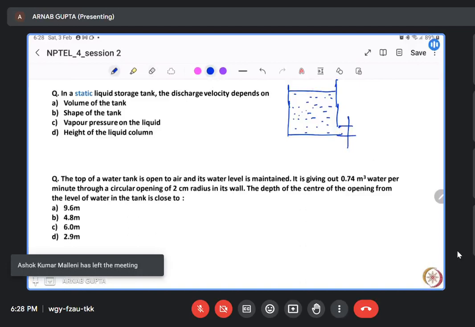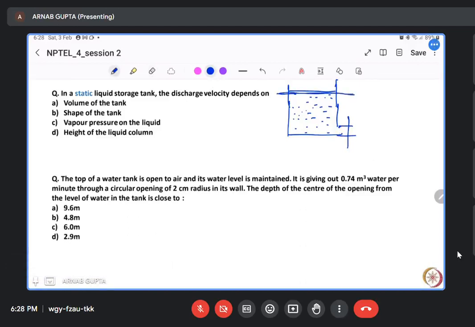If you apply Bernoulli's equation at a point just at the surface of the liquid, and another point just at the section at which the liquid is coming out, you can understand that both are exposed to the atmosphere. So the pressure acting on this fluid section is atmospheric pressure. You can write P1 is equal to P2 is equal to P atmosphere.